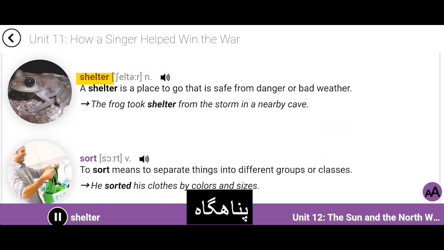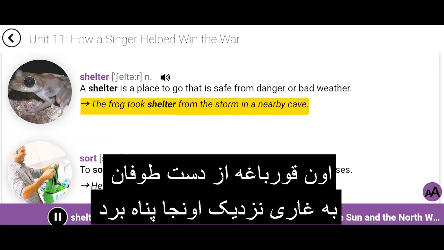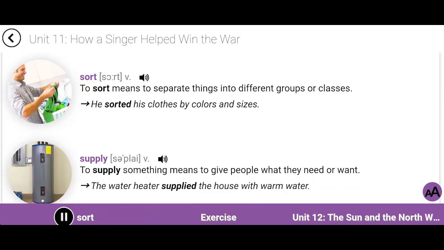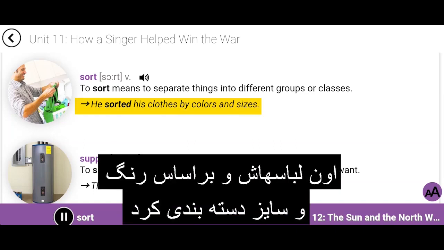Shelter. A shelter is a place to go that is safe from danger or bad weather. The frog took shelter from the storm in a nearby cave. Sort. To sort means to separate things into different groups or classes. He sorted his clothes by colors and sizes.